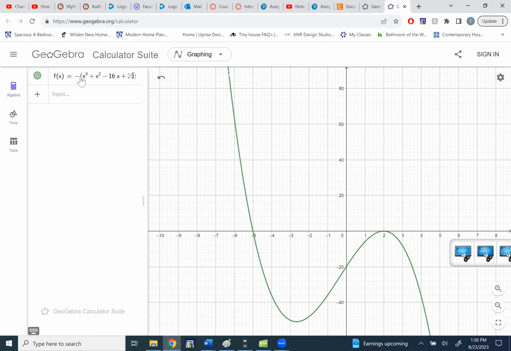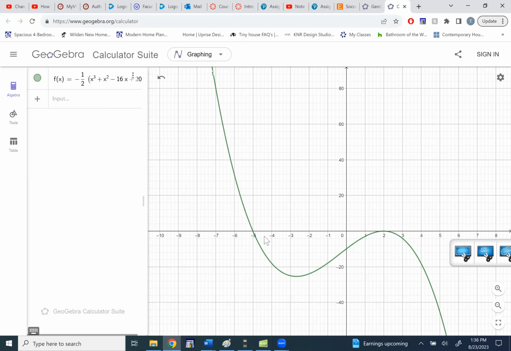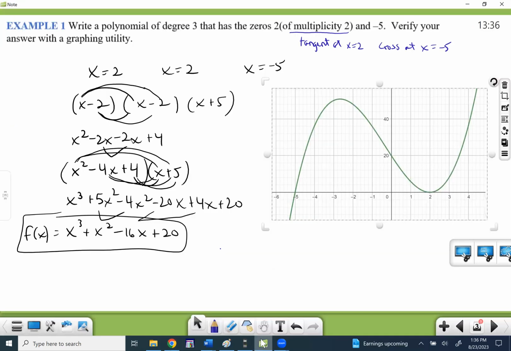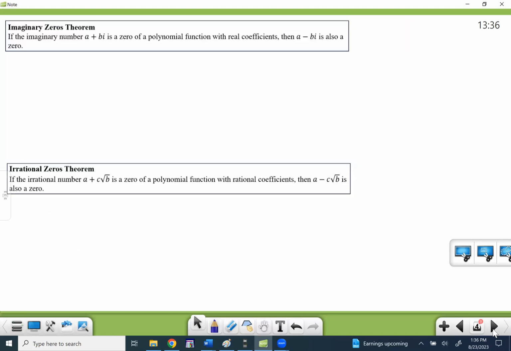Okay. And we could put a half out front to give it a vertical shrink. And so this will be half as high, but it'll still have the same zeros. Okay. So that's what they mean by write a polynomial. It turns out there's infinitely many polynomials that could have these zeros and with the given multiplicities.